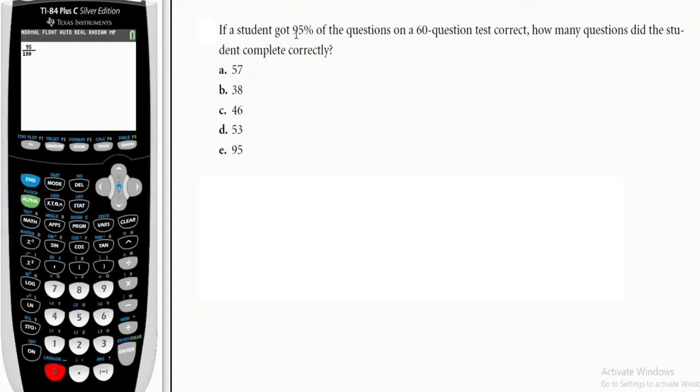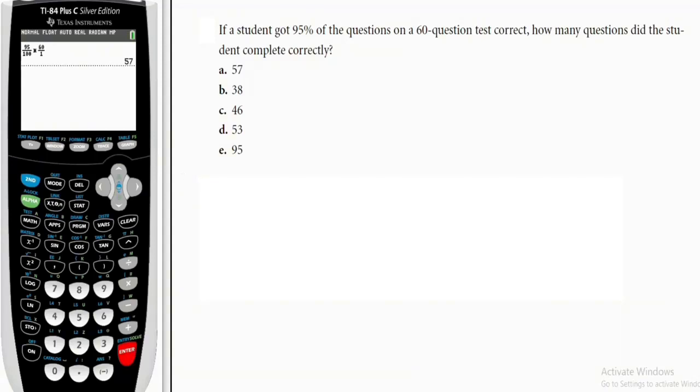So 95% of 60 will be, so go this side, a half times 60 over 1. So you press alpha window fraction 1. Alright, so 60 over 1. So that will be all for this question. So we are good to go. Press enter now to get the output or results.